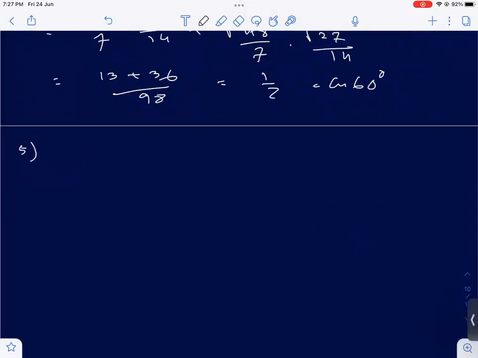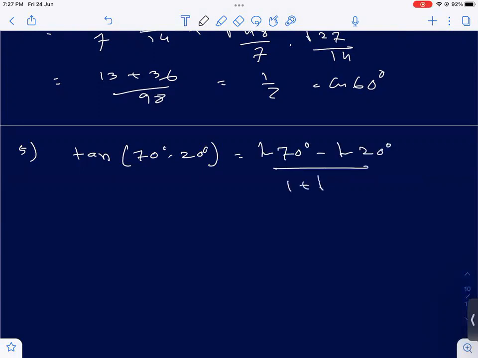So let's go to sum number 5. For sum number 5, sec 50 plus tan 50. We can write tan 50 as tan (70 minus 20). So tan 70 minus 20 means tan 50. This can be written as (tan 70 minus tan 20) by (1 plus tan 70 into tan 20).